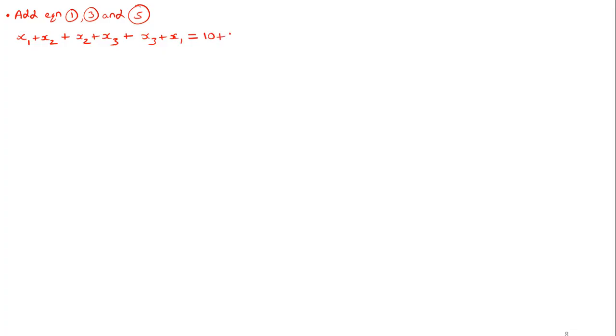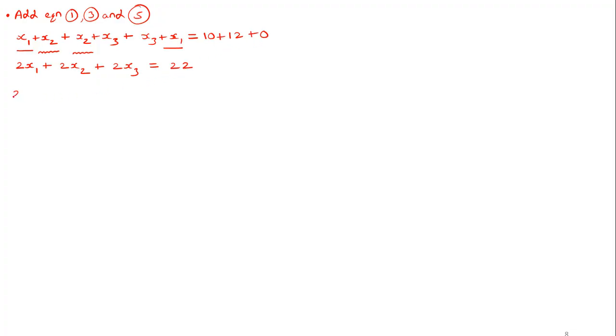So 10 plus 12 plus 0. Now if we see here, we have 2 times x1, so this will become 2x1. Similarly, 2 times x2, so this will become 2x2, and x3 2 times, so it will become 2x3, is equal to 10 plus 12 plus 0, which is 22.